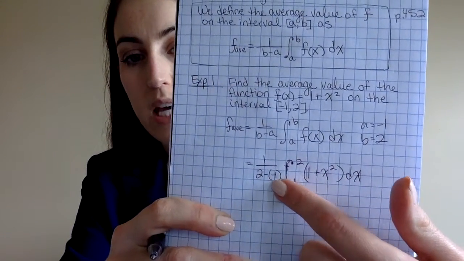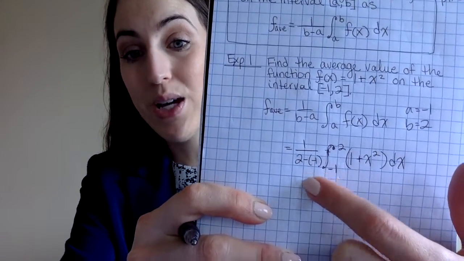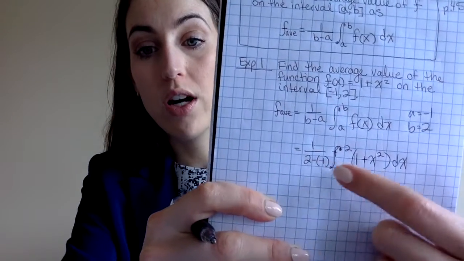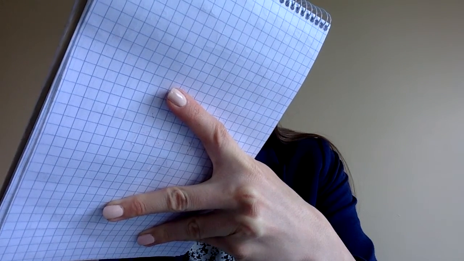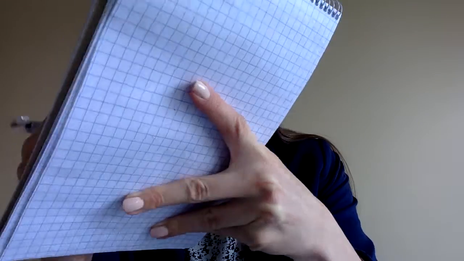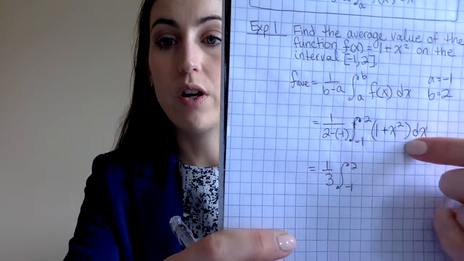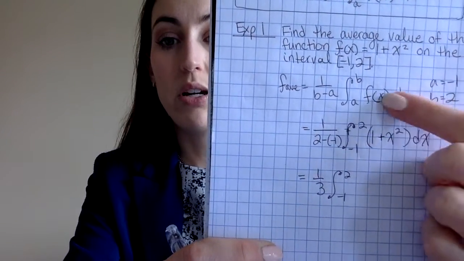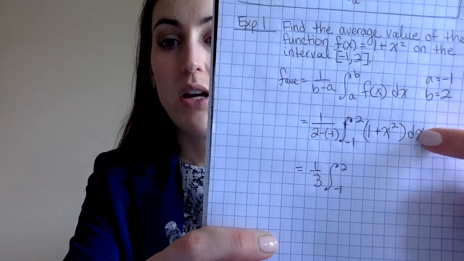So I have b minus a, 2 minus -1. 2 minus -1 becomes a 2 plus 1. 2 plus 1 becomes a 3. So we have a fraction 1/3 multiplied outside of that integral there. So let's rewrite that as 1/3. Okay, we have the integral from -1 to 2. So I've replaced f of x with the function. That just comes right from the given. We're told f of x equals 1 plus x squared. So I've plugged that in. I've used parentheses, so we know that whole thing is the function, dx.